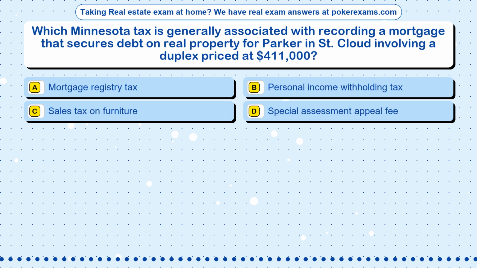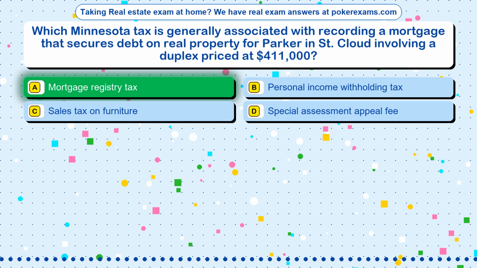Question 73. Which Minnesota tax is generally associated with recording a mortgage that secures debt on real property for Parker and St. Cloud involving a duplex priced at $411,000? Option A, mortgage registry tax. Option B, personal income withholding tax. Option C, sales tax on furniture. Option D, special assessment appeal fee.